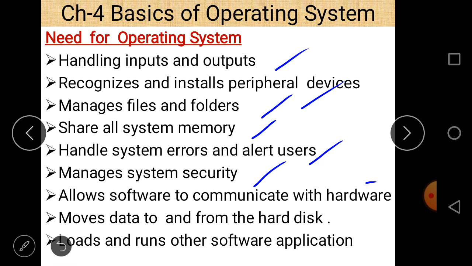The operating system is capable of moving data to and from the hard disk, and it loads and runs other software applications. So other software applications can also be run by using an operating system. Operating systems basically perform many tasks in our computer systems regarding file management, input output, device management, and memory management. These are all the tasks of an operating system, and because of this we need an operating system in our computer system.